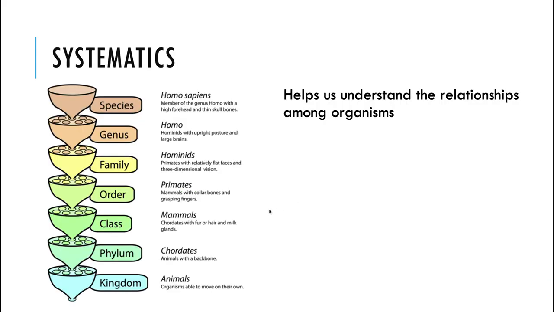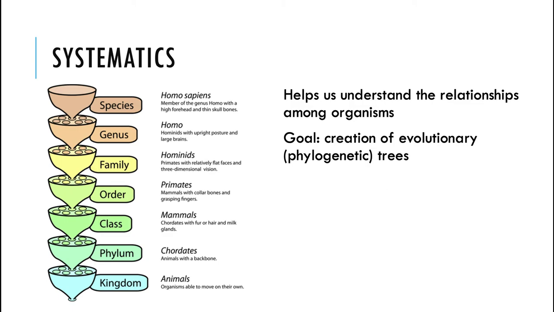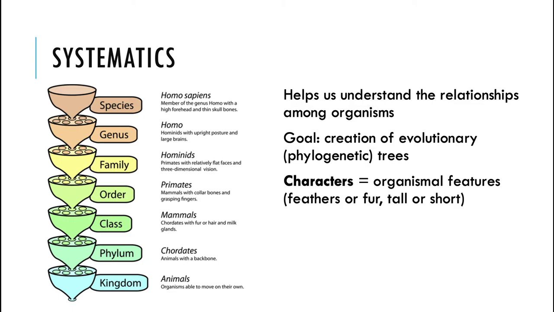So systematics, back to it. This pretty much helps us understand relationships between organisms. So our goal as biologists is to figure out the relationships between all walks of life, like every organism pretty much, and how it works. So in order to do that, we can make phylogenetic trees that display these relationships. So on these trees, we put what are called characters or traits. These are features like feathers or fur or being tall or short.